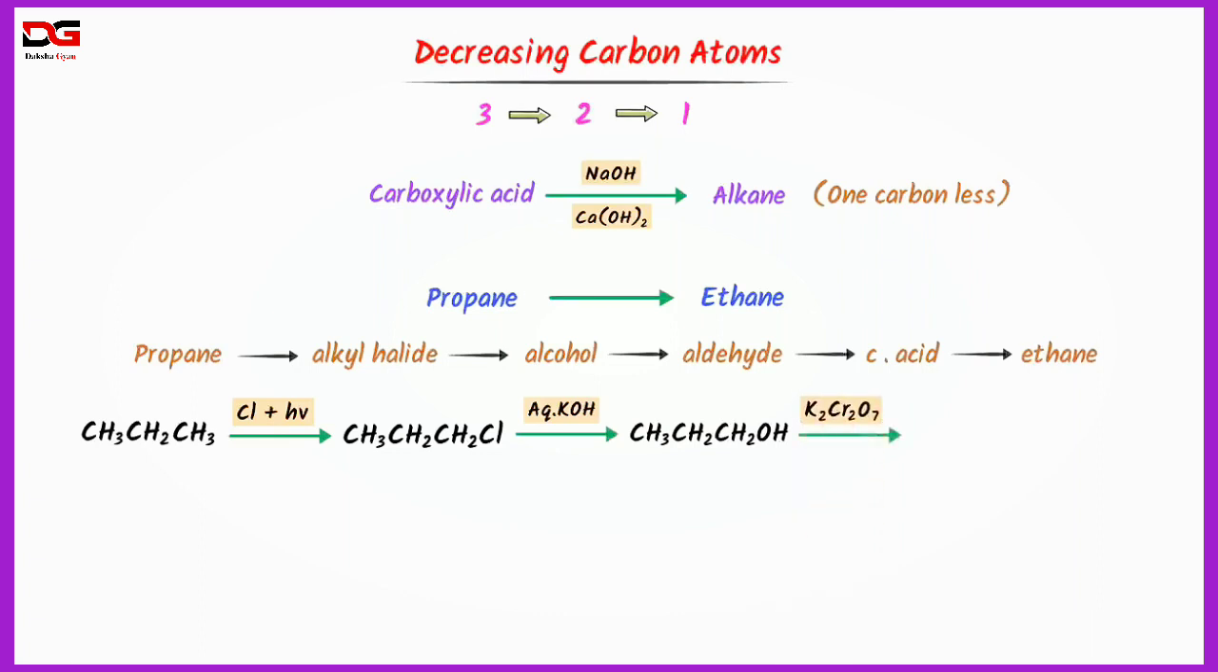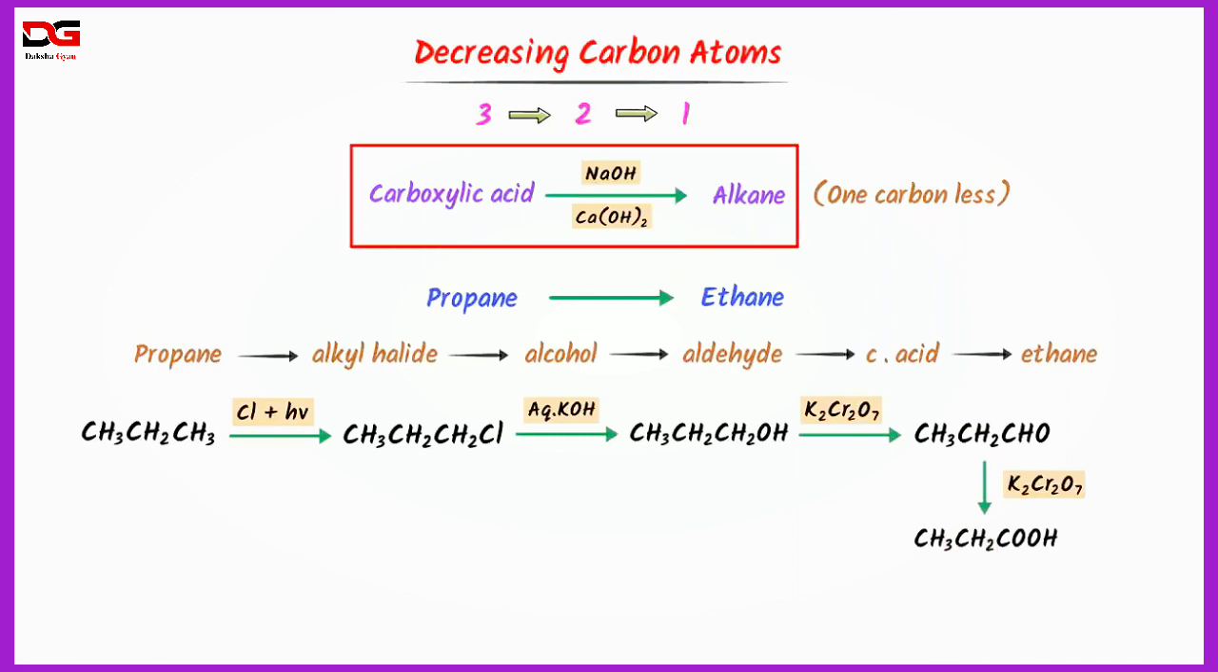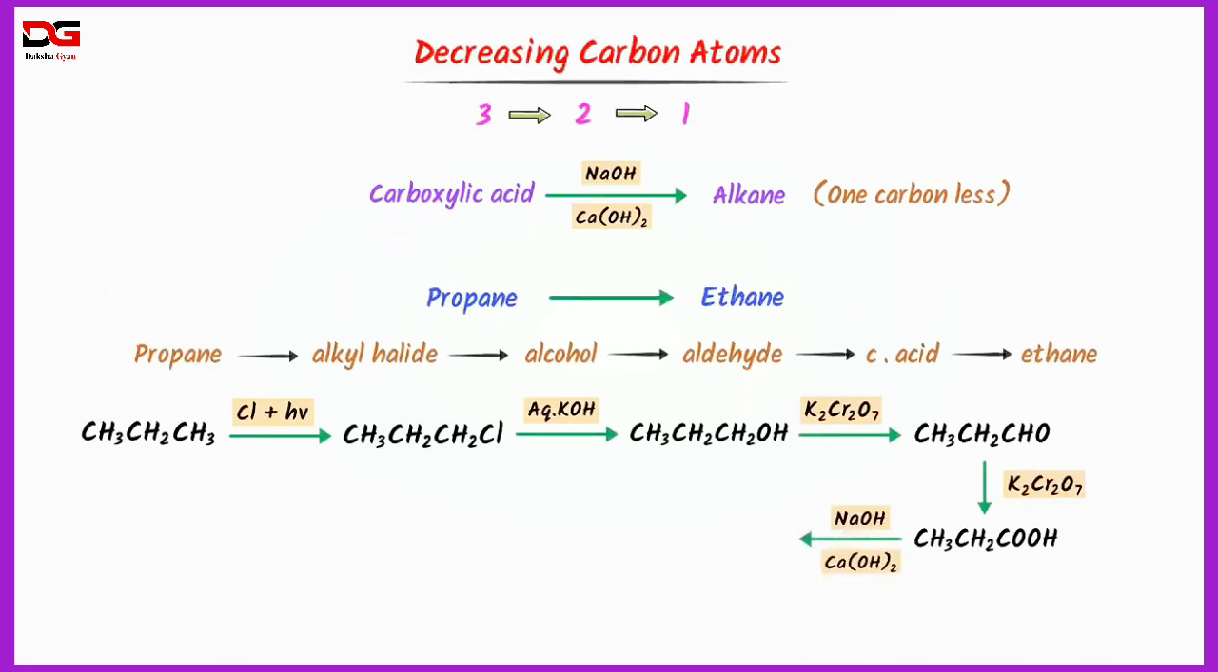I add oxidizing agent to alcohol. I get propanal. I add oxidizing agent to it. I get propanoic acid. Now according to this conversion, if we add soda lime to carboxylic acid, we get alkane having one carbon less than carboxylic acid. Thus I add soda lime, or mixture of sodium hydroxide and calcium hydroxide.